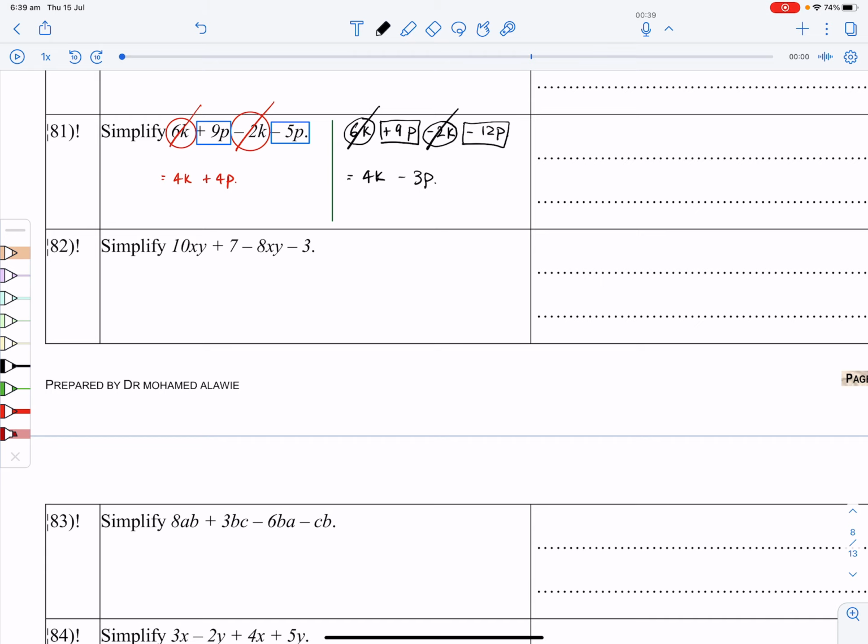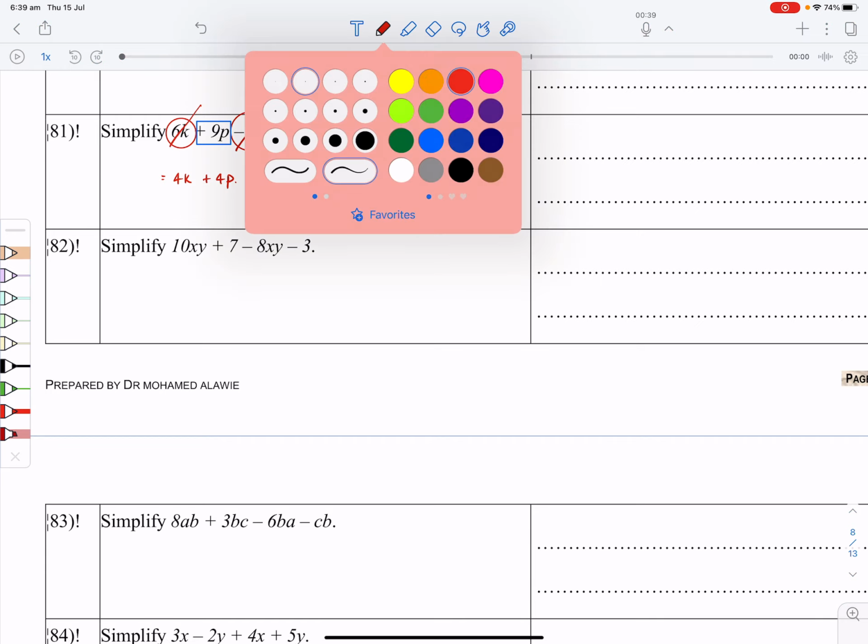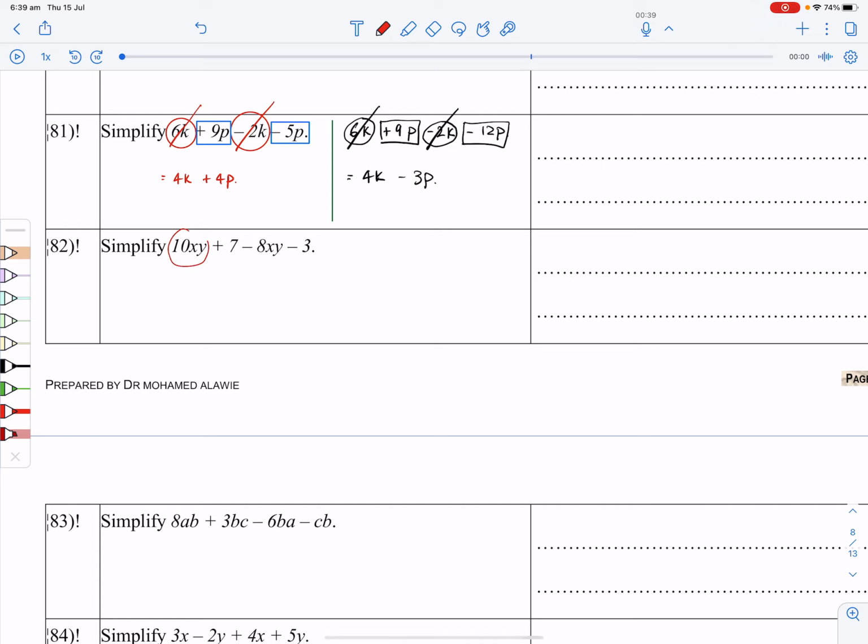Okay, a couple more questions and then we are going to wrap it up. You've got 10xy minus 8xy is 2xy, and you stop. And now plus 7 minus 3 is 4. So I'm going to write down plus 4.